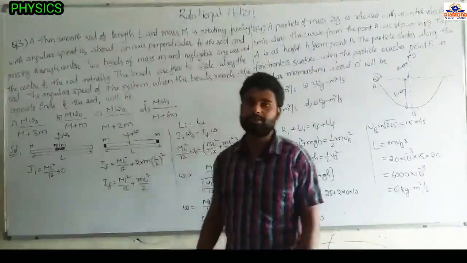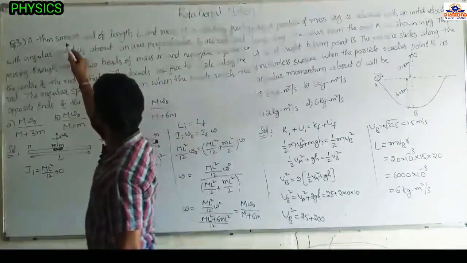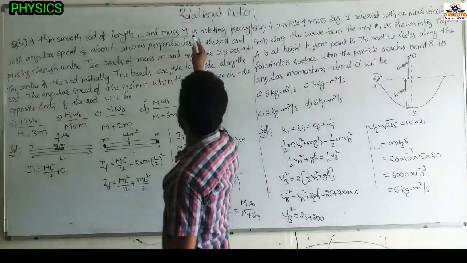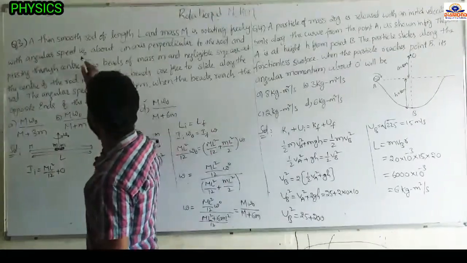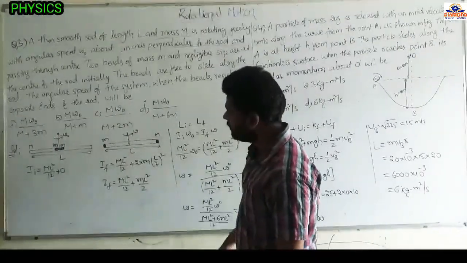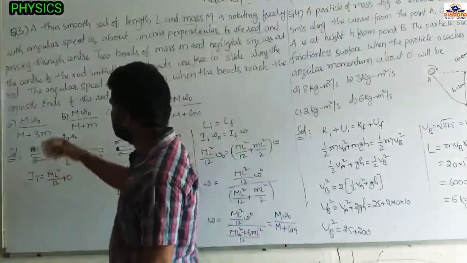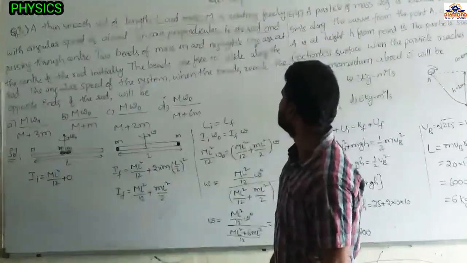The next question is based on angular momentum. Question number 3: A thin smooth rod of length L and mass m is rotating freely with angular speed omega naught about an axis perpendicular to the rod and passing through the center. Two beads of mass m and negligible size.